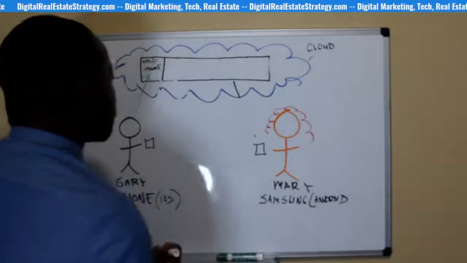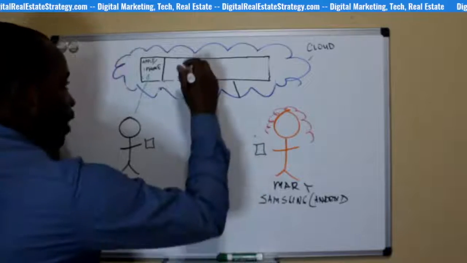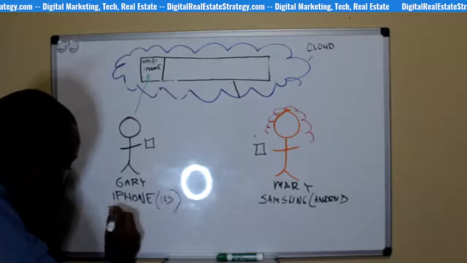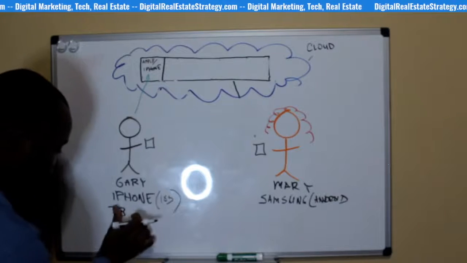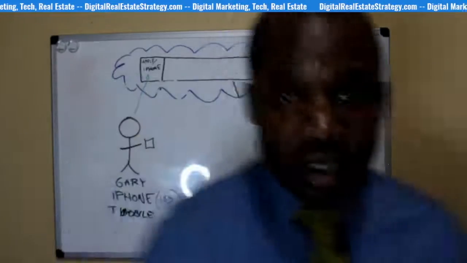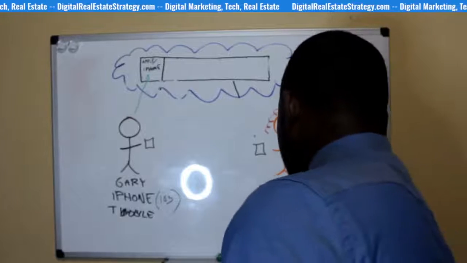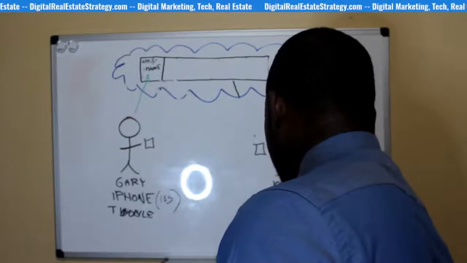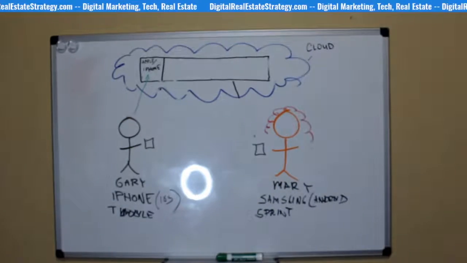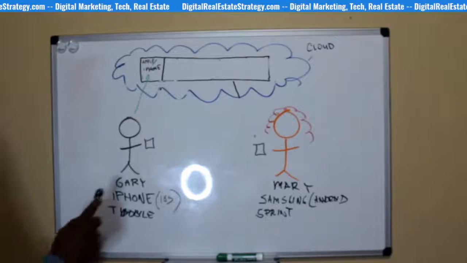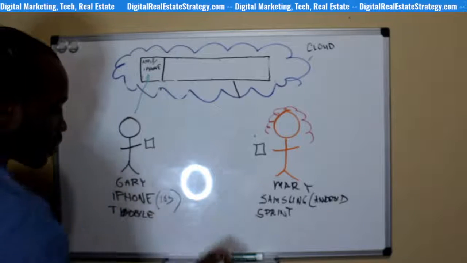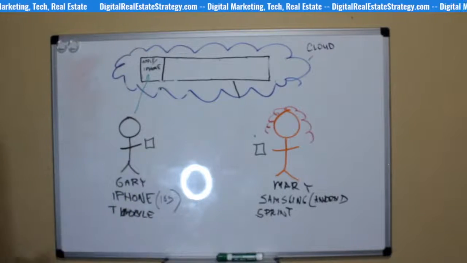So let's create some more servers. So we got Apple/iPhone. Then we got, let's put Gary on T-Mobile. Gary's on T-Mobile. And Mary is on Sprint. Right? So, over here, iPhone has a server, T-Mobile has a server, Samsung has a server, Sprint has a server. They all have servers.